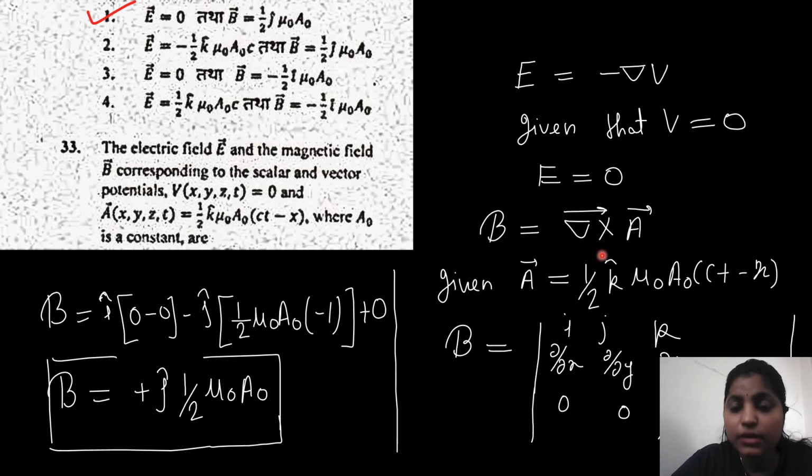Now for the magnetic field, you can find it using the vector potential by taking del cross A, the curl of the vector potential. Now put in the values. There is only a z component in the vector potential, which means the x component is 0 and the y component is 0. So you will get only the y component of the magnetic field, which means option 1 will be correct.